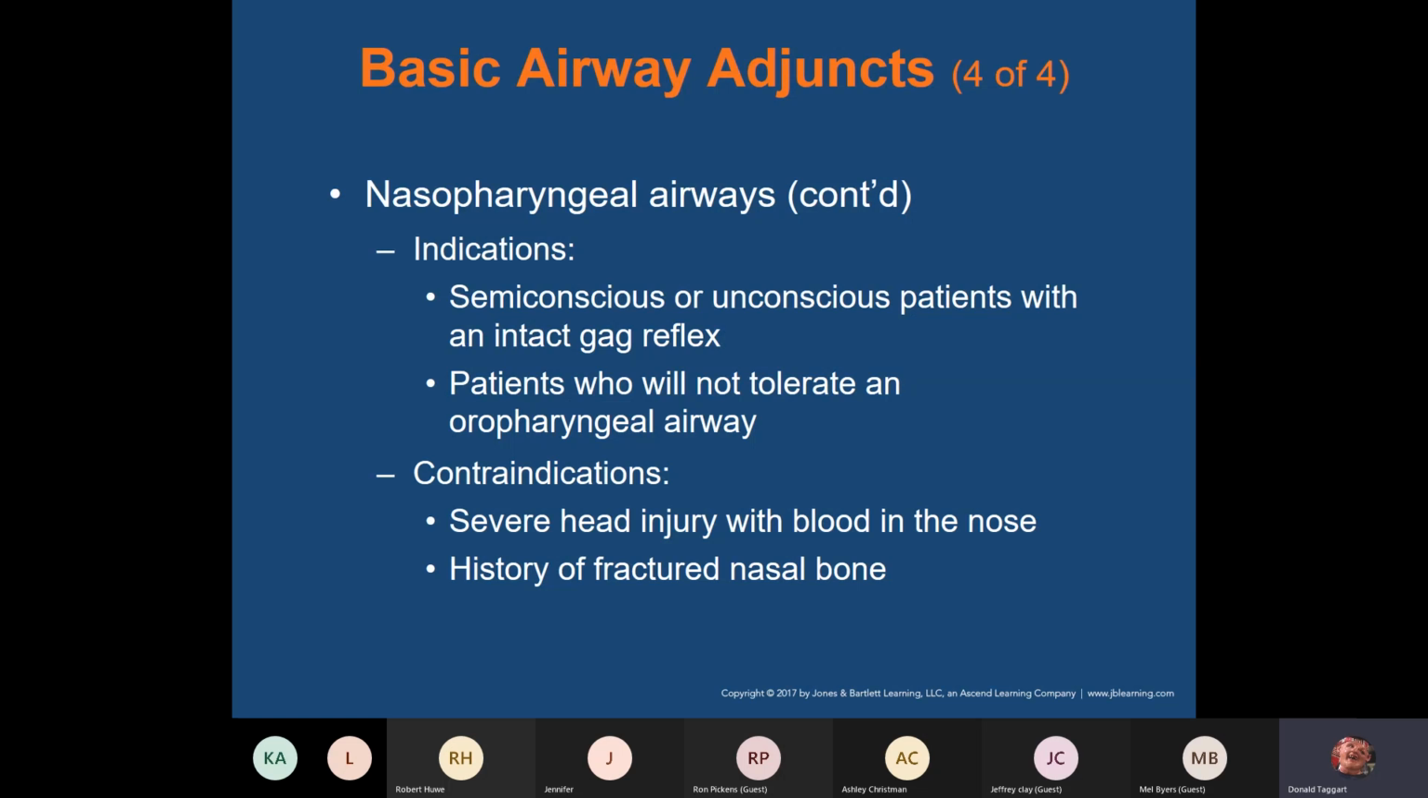So this is a test question I'd like to ask you: what's the contraindication? Or you'll have a patient in your state test with a face fracture and bloody nose, and if you put an NPA in them, you fail. So you don't want to put stuff that's going to go up into their brain. And again, facial trauma with a bloody nose, you definitely do not want to put an NPA in.